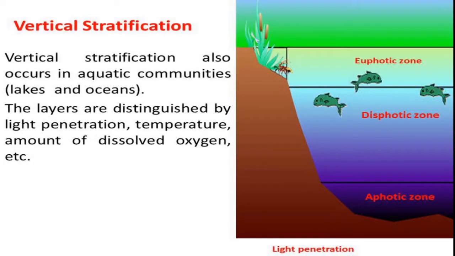Vertical stratification also occurs in aquatic communities based on light penetration, temperature, amount of dissolved oxygen, etc. Usually, the penetration of light in the aquatic environment causes 3 layers, that is the euphotic zone, dysphotic zone and aphotic zone.